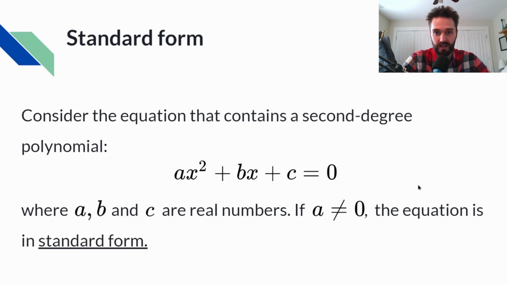Consider the equation that contains a second-degree polynomial right here, where a, b, and c are real numbers. If a is not equal to 0, then this equation is in standard form. All right, this is the standard form of a quadratic equation. x is the variable that we're solving for, and a, b, and c are just parameters, right? Those are just constants.